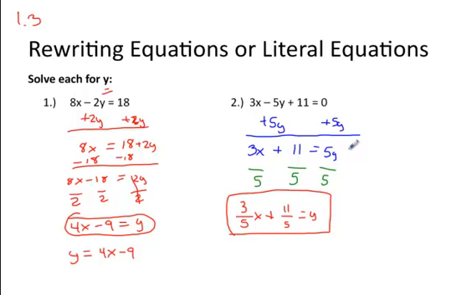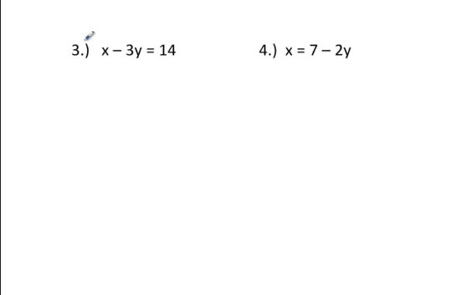Okay, did you get it right? I did the same thing as last time. I added the 5y to both sides because I wanted the y's to be positive, and then it was only one step from there. I got to get rid of the 5. What's the 5 doing to the y? It's multiplying the y. How do you get rid of that? You divide everything by that 5. So 3/5 x plus 11/5 equals y. Okay, next two.